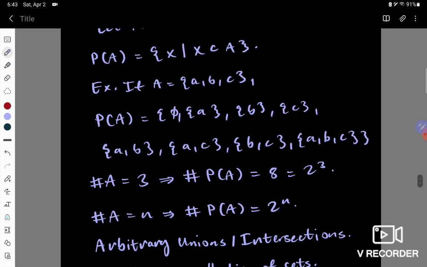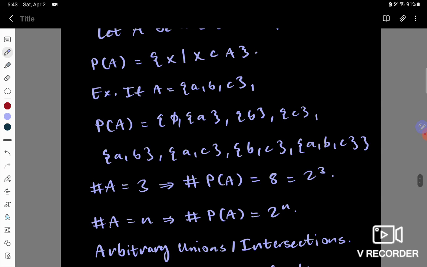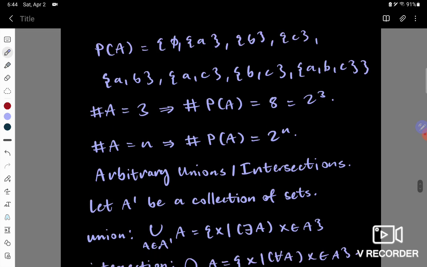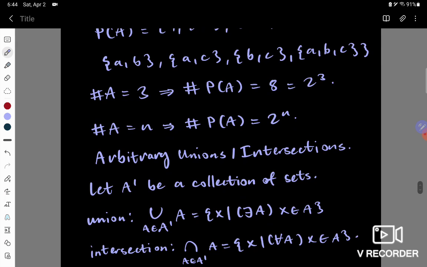Okay, so we've covered these. Now let's look at arbitrary unions and intersections. We looked at unions and intersections of small numbers of sets, maybe 2 or 3. But what if we have a lot more? Like a collection of sets, and we want to define operations across all of them. Let's say A prime is a collection of sets, and we want to define unions and intersections arbitrarily. The union across A is the set of all x such that there exists, that's this reverse E looking symbol, at least one A where x is in A.